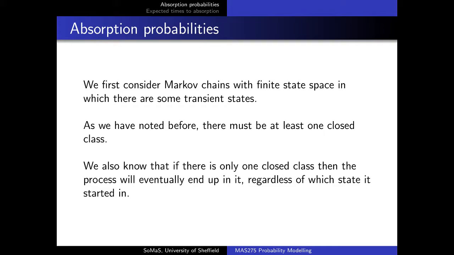So let's start with these hitting probabilities, which can also be called absorption probabilities sometimes. So take a Markov chain on a finite state space. And as we've seen before, there's always at least one closed class. And if there is exactly one, then we will eventually end up inside this closed class and of course never leave it. So this is not what we're interested in, because in this case, the probability of entering the closed class is 1. That's great.